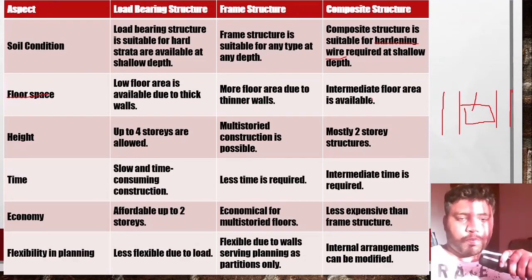Next aspect is height. Only up to 4 stories are allowed in load bearing structures. Multi-story construction is possible in frame structures, and mostly 2 stories for composite structures. Time: load bearing is slow and time consuming, it will consume more time. Less time is required for construction of frame structures. Composite takes intermediate time, common to both, not more or less.